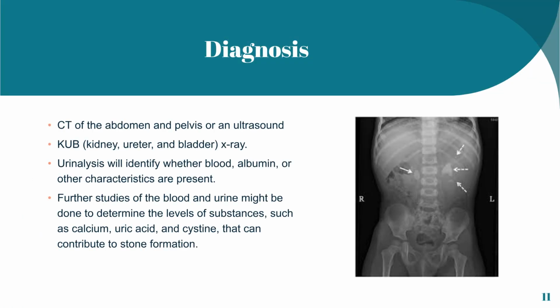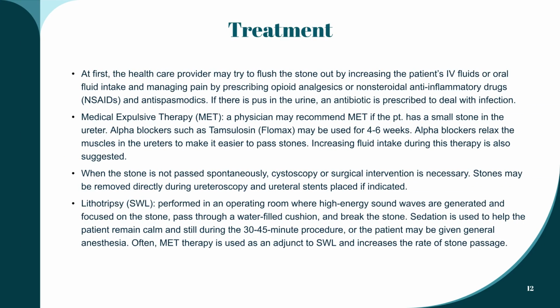Diagnosis involves a CT scan of the abdomen and pelvis, an ultrasound, or a KUB X-ray. Urinalysis checks for blood or albumin, and blood and urine studies determine levels of stone-forming substances like calcium, uric acid, and cystine. Treatment initially focuses on flushing the stone out with IV or oral fluids and managing pain with medications.